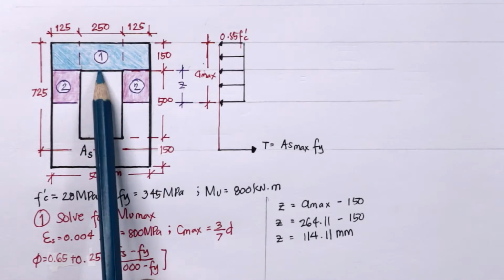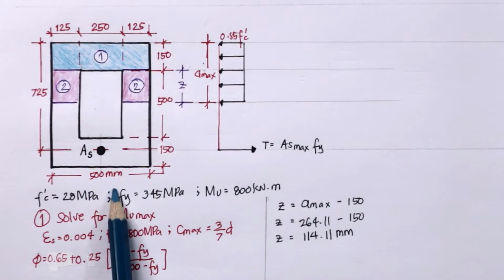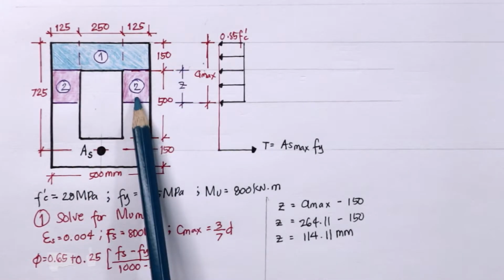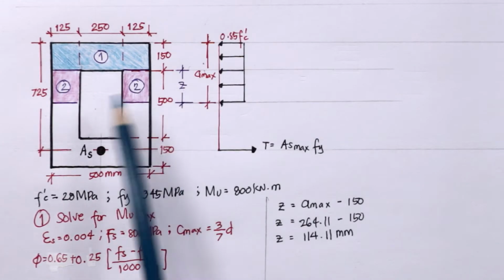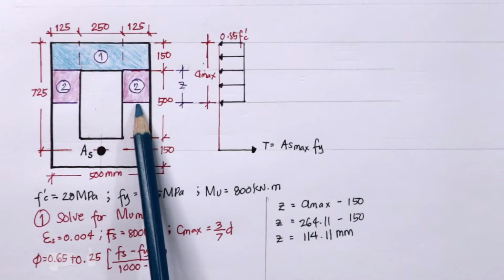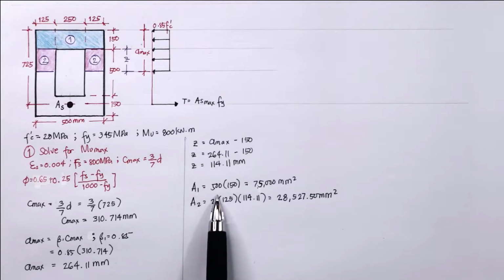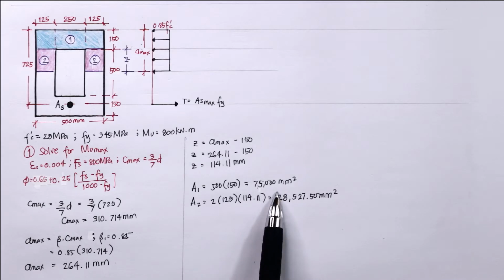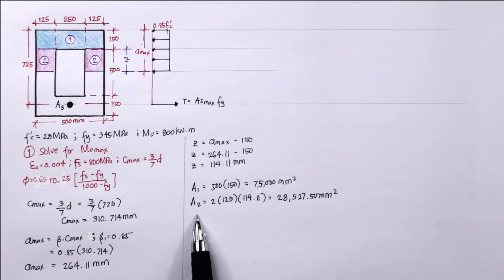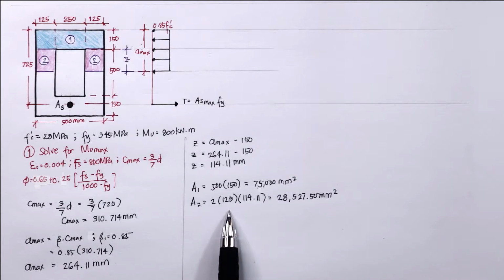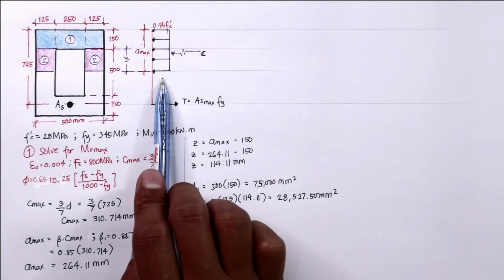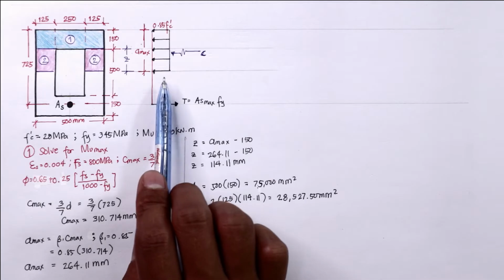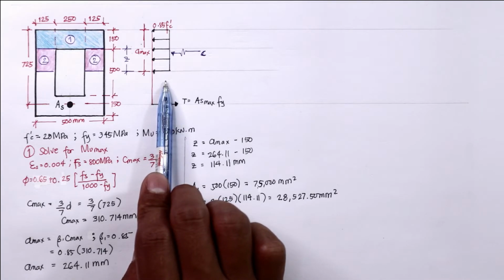Solving for the value of A1 is equal to this width, 500 times 150. Area 2 is equal to 125, yung width, times say, yung length, times 2, dahil same lang naman sila ng dimension. Area 1 is equal to 500 times 150 is equal to 75,000 mm squared. Area 2 is equal to twice of 125 times 114.11 is equal to 28,527.50 mm squared.